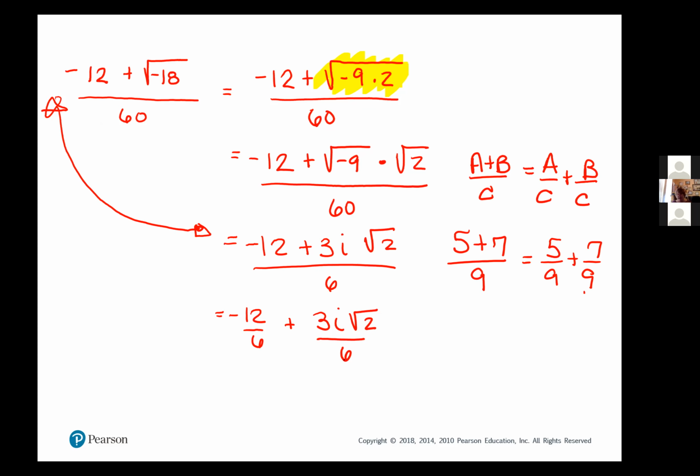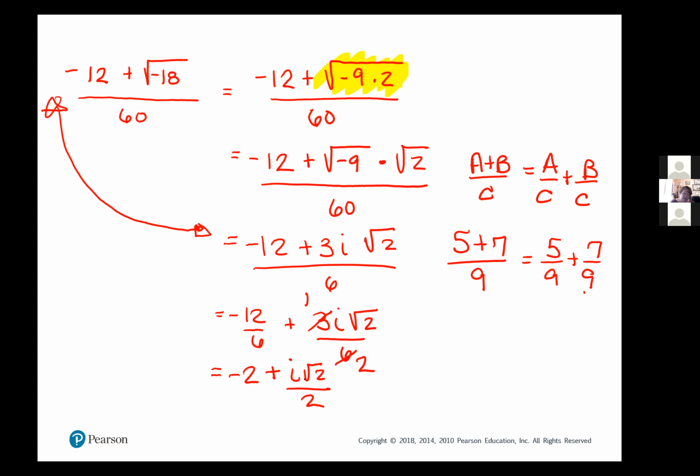Now I cancel any common factors. Okay, so I have -12 over 6. Well, that's -2. -12 divided by 6 is -2. And the second fraction, I have a common factor of 3. I can cancel that out. 3 divided by 3 is 1, so I can cancel a 3 in the numerator. 6 divided by 3 is 2, so I can cancel a 3 in the denominator. So what I'm left with is 1 times i times the square root of 2 in the numerator, and in the denominator I have a 2. And that's it.